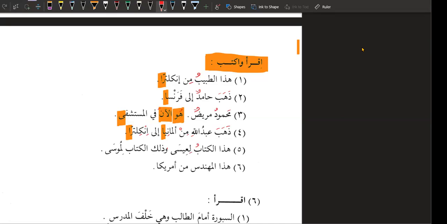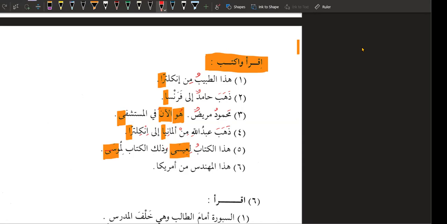إسماعيل. هذا الكتاب لعيسى وذلك الكتاب لموسى. نعم. ما معنى الجملة؟ This is Esau's book and that is Musa's book.